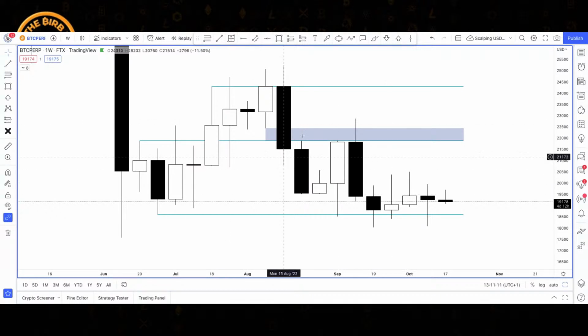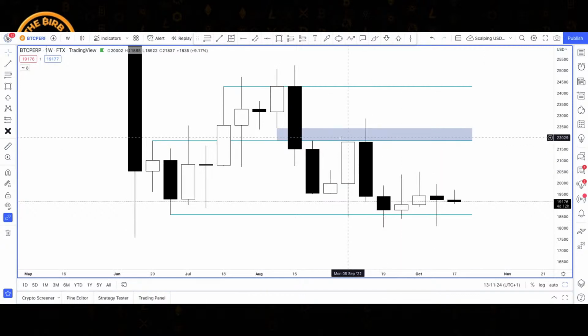So, fair value gap, inefficiency. What does the market want to do? It wants to rebalance it.